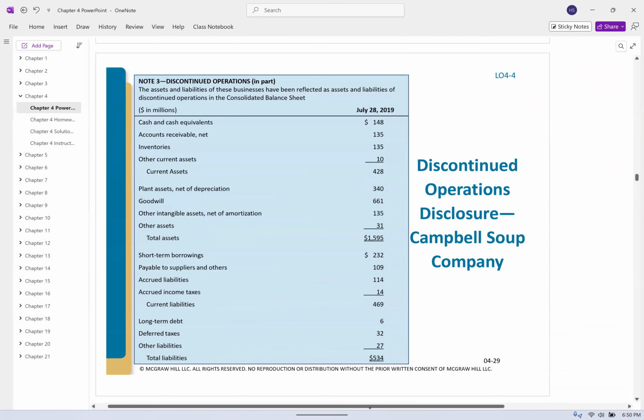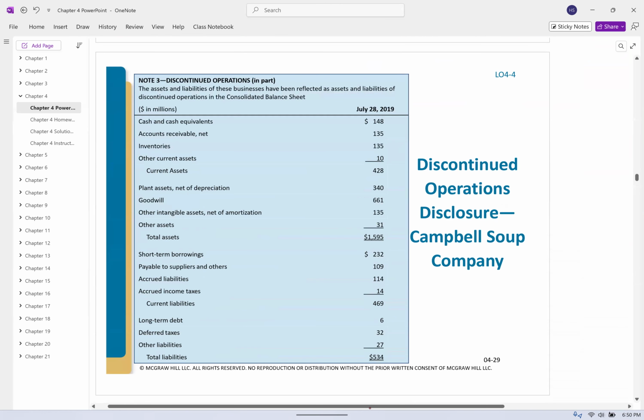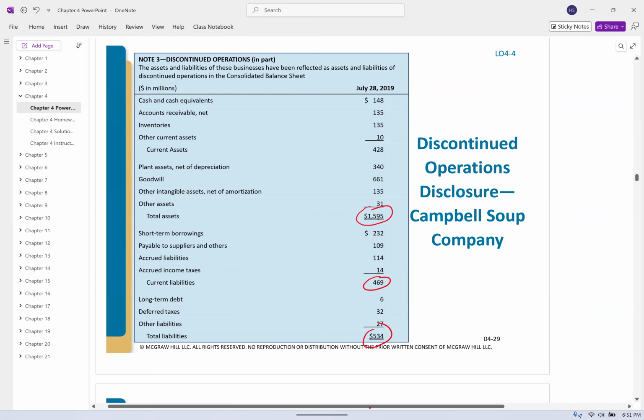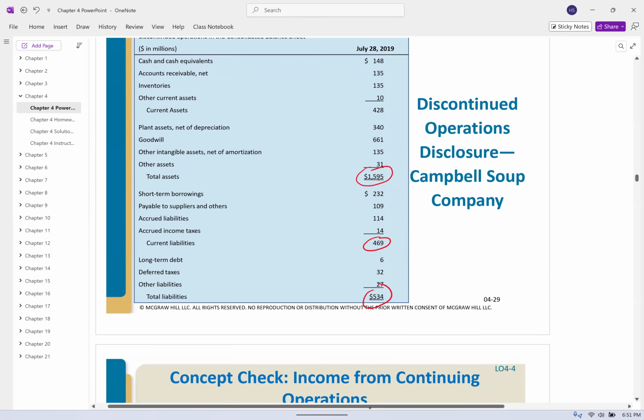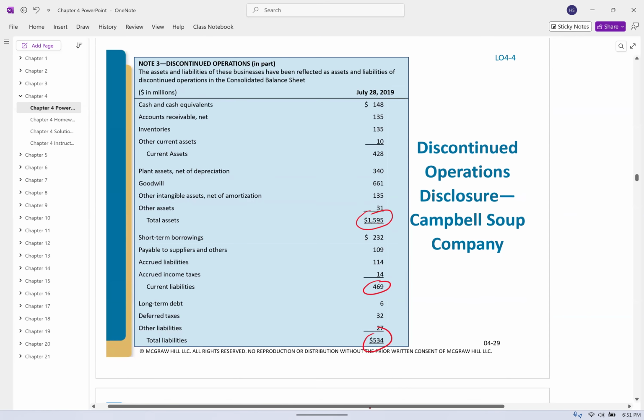Okay. Here is a disclosure. Here's where they disclosed everything that was attributed to a discontinued operation for Campbell Soup Company. So all of those things right there, you can see all of the assets and liabilities. Okay, that's what they got rid of. In a very, very complicated journal entry, they would get rid of all of that. I'm not going to do these little problems because these videos can get very long.